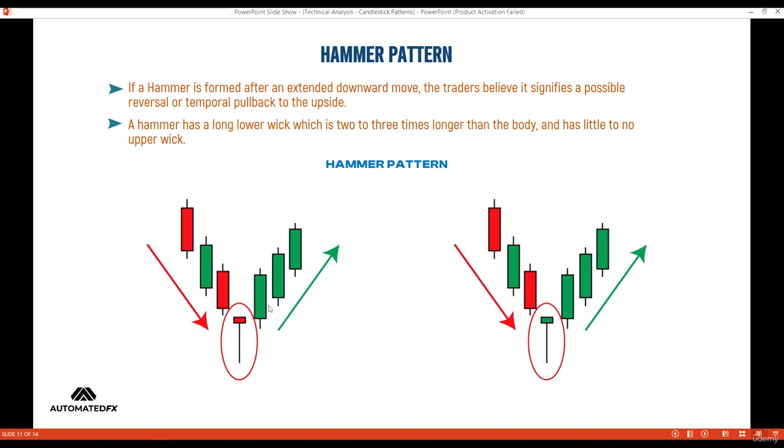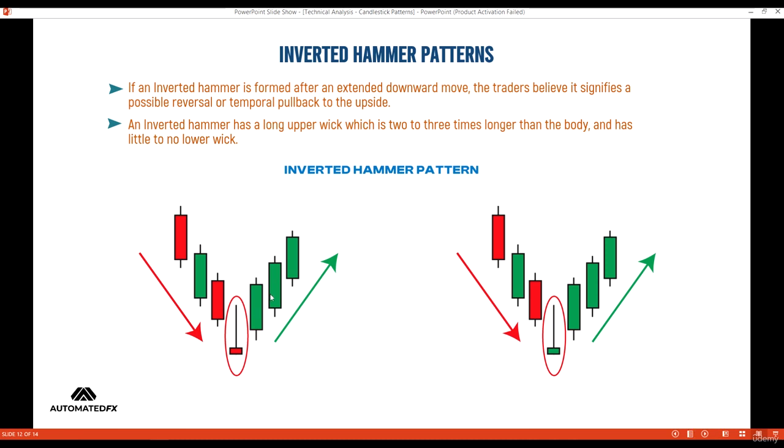Okay, so this is a hammer, and it's usually found after a downward move. So when it's found after a downward move, traders believe the market will pull back or go the opposite way. So a hammer has a long lower wick, which is 2 to 3 times longer than the body, and has little to no upper wicks. It can be more than 2 to 3 times. Some are up to 5 times the size of the body. Okay, so this is just an example of a hammer.